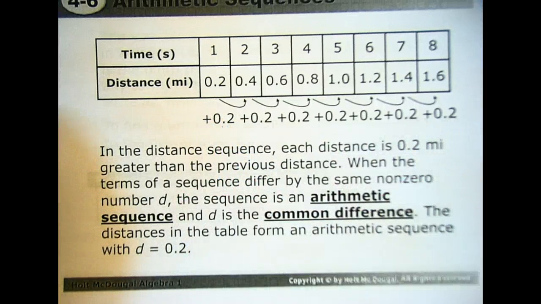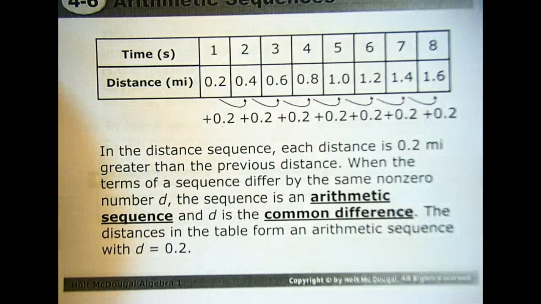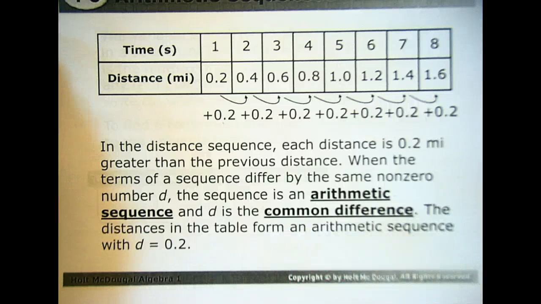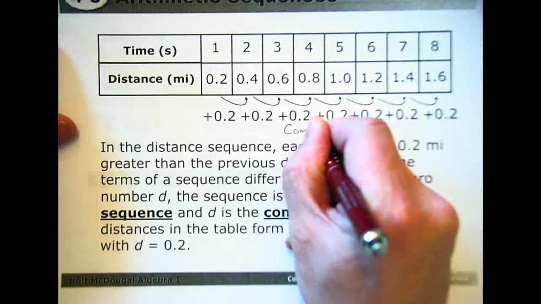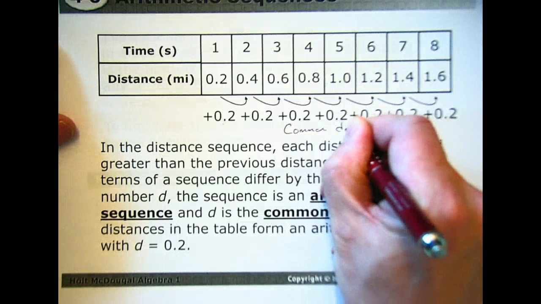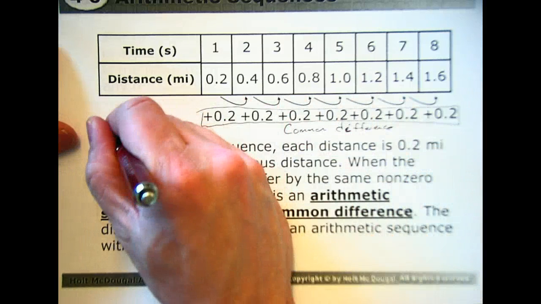Our common difference here is 2/10, and that means it's an arithmetic sequence. When you have a common difference every time, you have an arithmetic sequence. When you're adding the same amount every time, which we call a common difference, it gives us an arithmetic sequence. If you're not adding the same amount every time, then it's not an arithmetic sequence. So this is our common difference, and since we have a common difference, it's an arithmetic sequence.